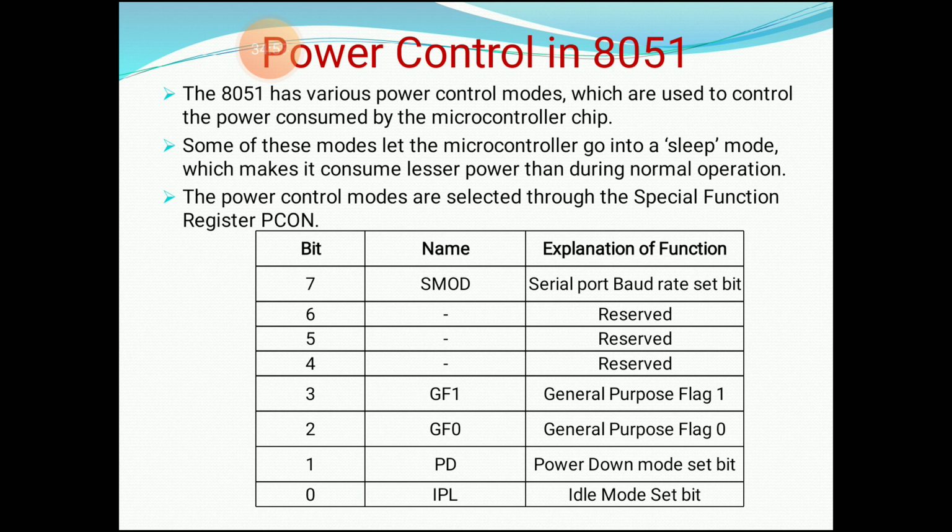It is an 8-bit register. Each bit represents a specific operation. Bit 0 is IDL, that is the idle mode set bit. Bit 1 represents the power down mode bit. Bit 2 represents GF0, that is general purpose flag 0. Bit 3 represents GF1, general purpose flag 1. Bits 4, 5, 6 are don't cares and reserved for other applications. And bit 7 is the serial port baud rate select bit.